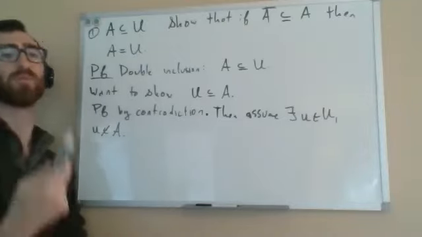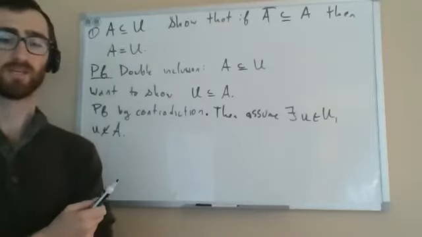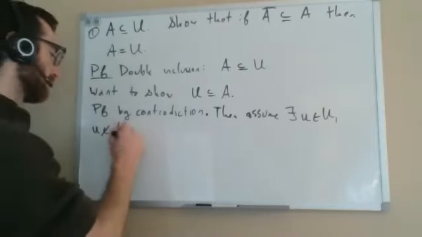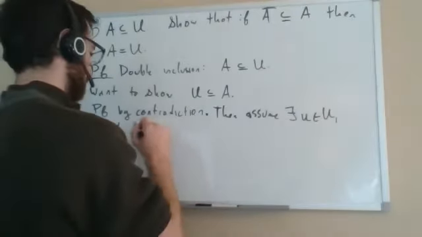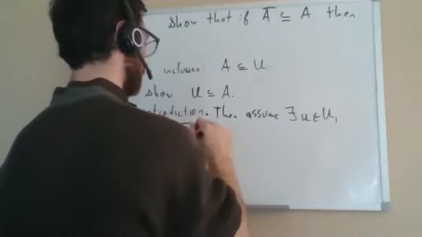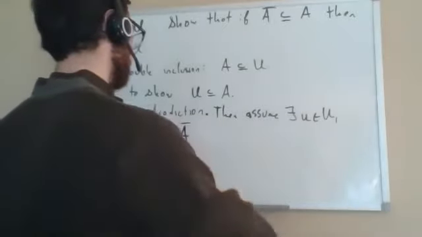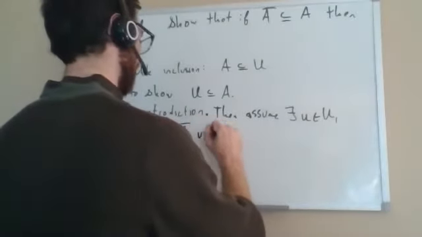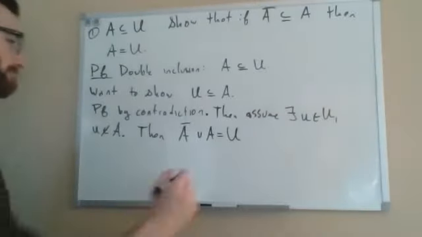Yeah, we think about complements. What a universal set allows us to do is take a complement. In particular, we know the following thing about complements. Then A bar union A is equal to the universal set, right?